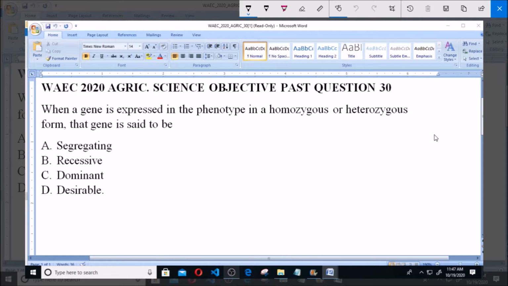When a gene is expressed in the phenotype in a homozygous or heterozygous form, that gene is said to be: A. Segregating, B. Recessive, C. Dominant, D. Desirable. So this is under genetics. Be it plant or animal genetics, basically the same principles apply in this aspect of gene expression.